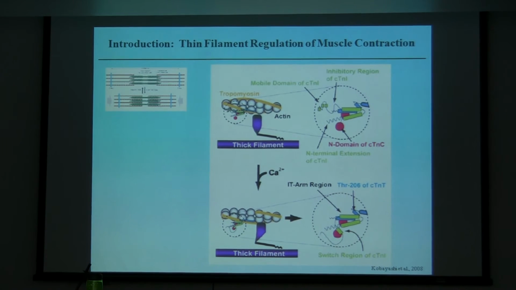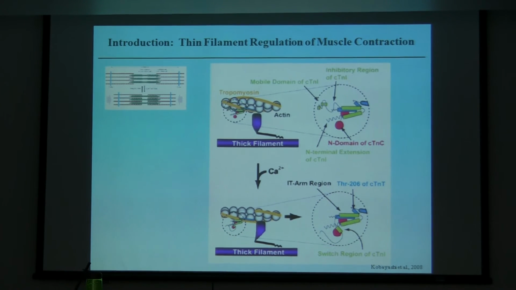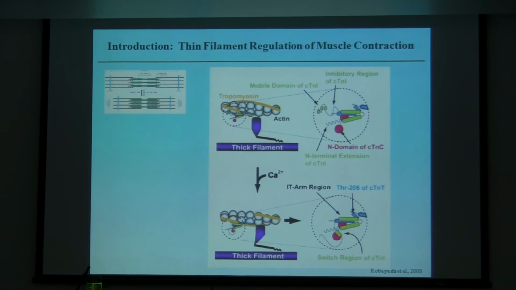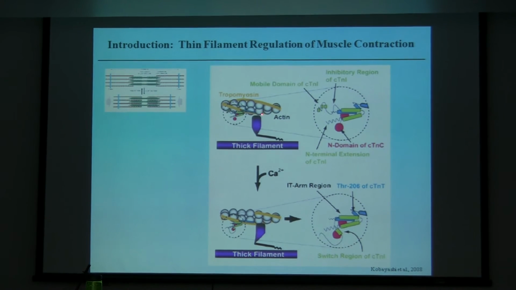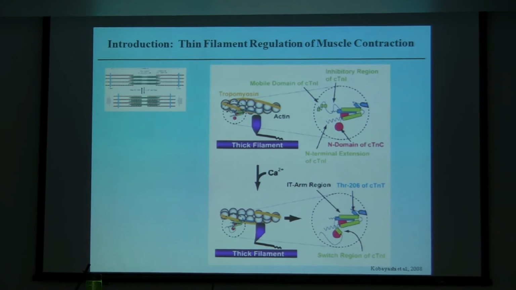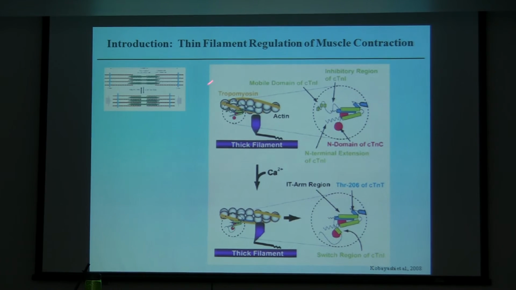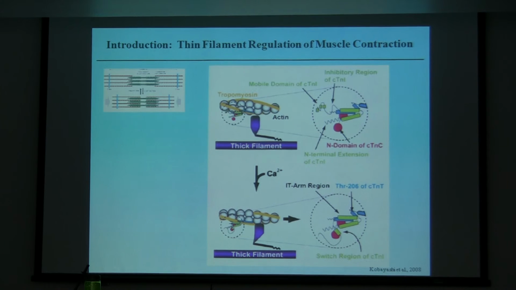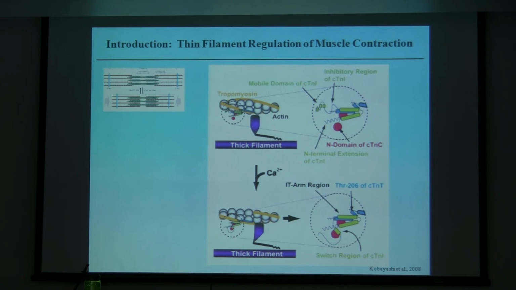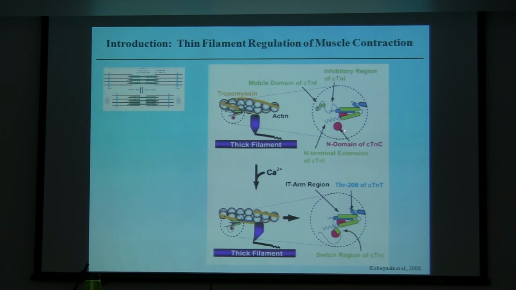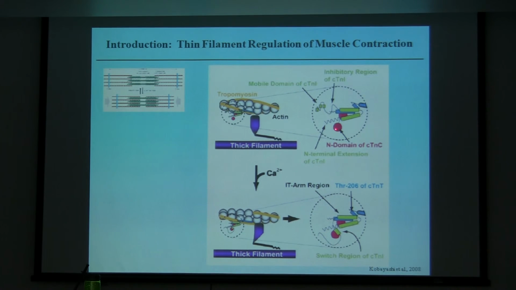So the dynamic interactions among these thin filament proteins serve to regulate the interaction of this myosin with actin and therefore regulate muscle contraction. In the resting state, shown in this upper panel, intracellular calcium levels are low, such that no calcium is bound to the regulatory site of cardiac TNC.